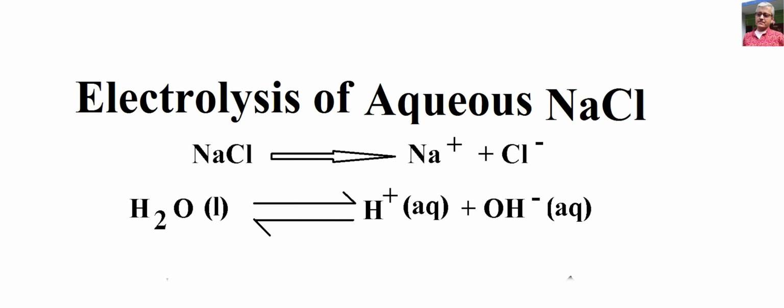Now, what will be the result if we make a solution of sodium chloride and water and electrolyze it? There are two cations and two anions present in this solution now. So the question is, who will discharge first at cathode and anode respectively? We have to take help from the electrochemical or activity series.